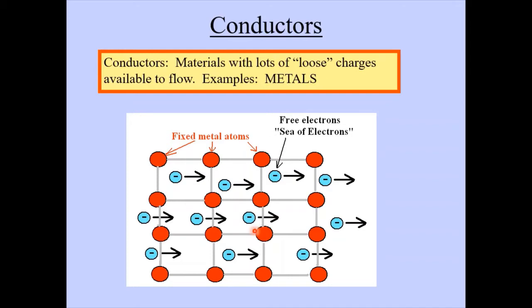If we hook it up to a battery, that's going to cause these electrons to flow through the conductor, which creates a current. And that is exactly what electric current is. It's the movement of these free electrons, or the sea of electrons, flowing through the conductor.